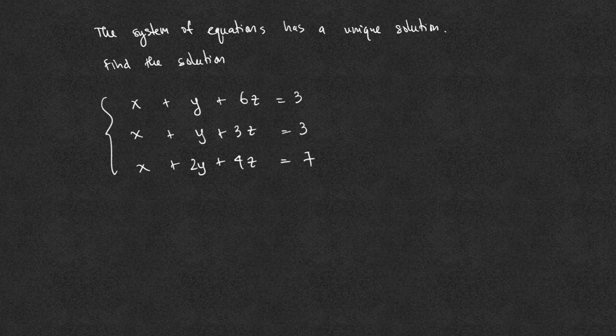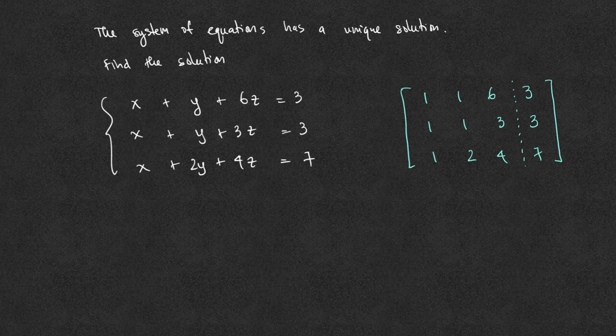If we use an augmented matrix to represent this system of equations, then we would have the matrix 1, 1, 6, 3, 1, 1, 3, 3, 1, 2, 4, 7. This is an augmented matrix.